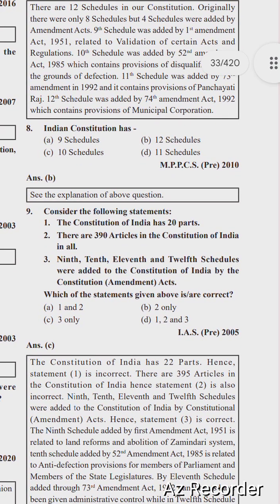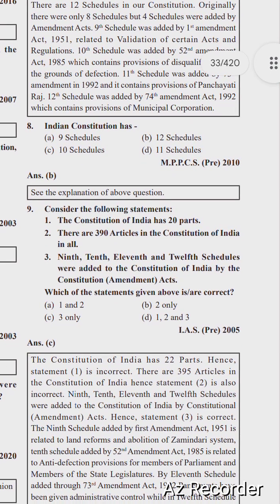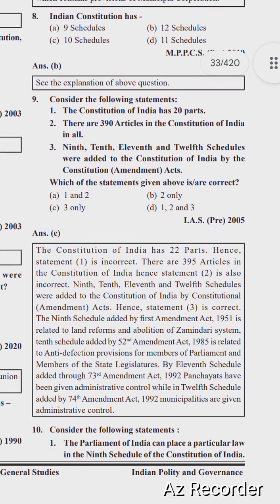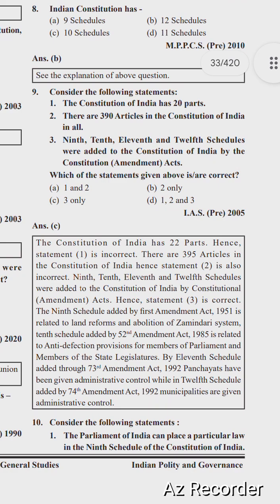So next question is, the Indian Constitution has 9 schedules, 12 schedules, 10 schedules, and 11 schedules. The right option is option number B, 12 schedules.